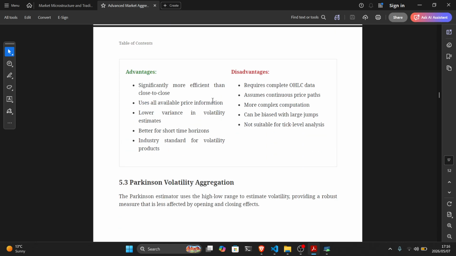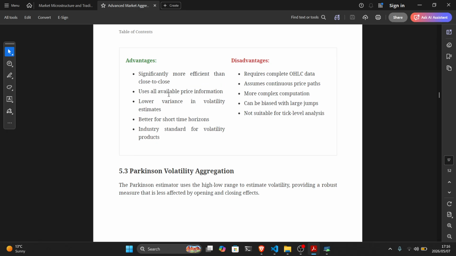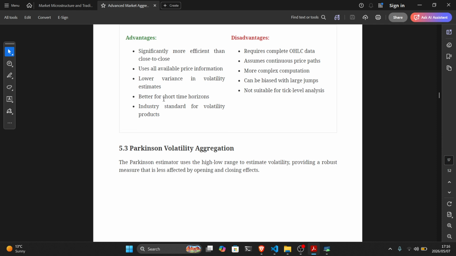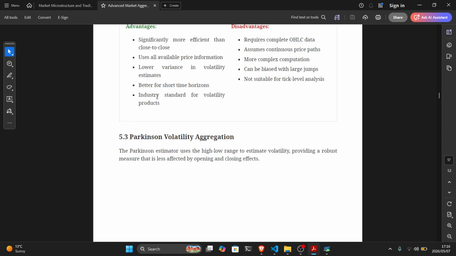Now, what are the advantages of this type of aggregation? Significantly more efficient than close to close. Uses all available price information. Lower variance in volatility estimates. Better for short time horizons. Industry standard for volatility products.